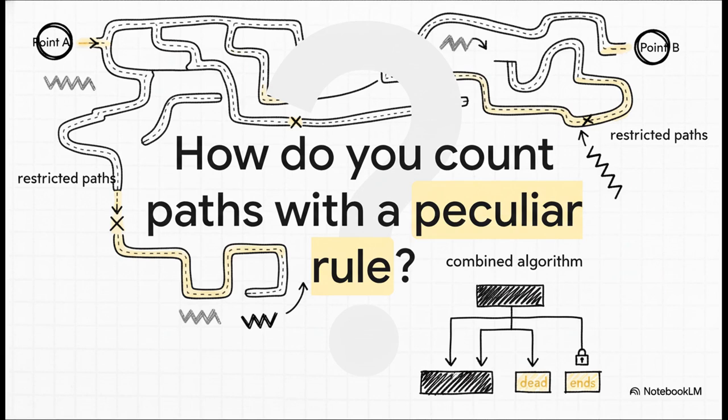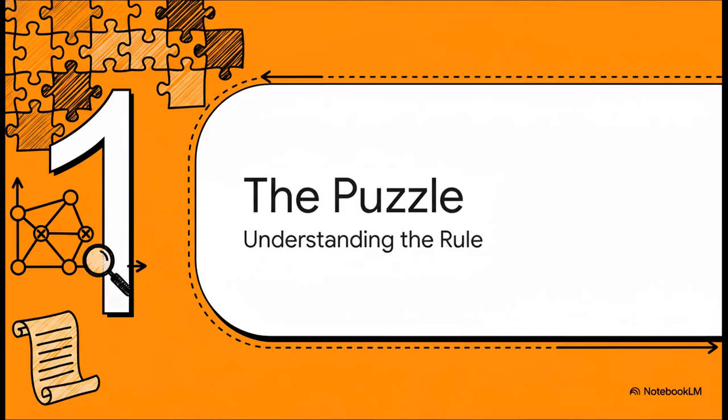So, picture this. You've got a huge, complex maze. Maybe think of it like a network of roads. Our job is to figure out just how many ways there are to get from point A to point B. But of course, there's a catch. There's this one single peculiar rule that changes the entire game. So the real question is, how on earth do you count all the possible routes when your movement is so strangely limited?